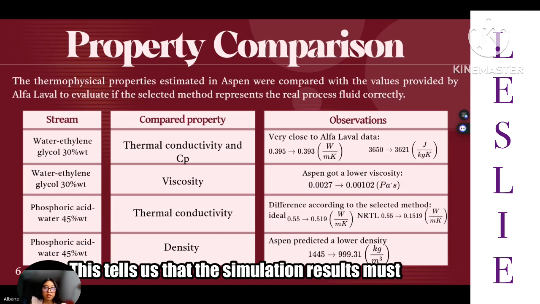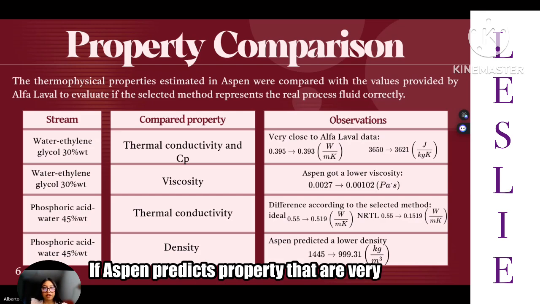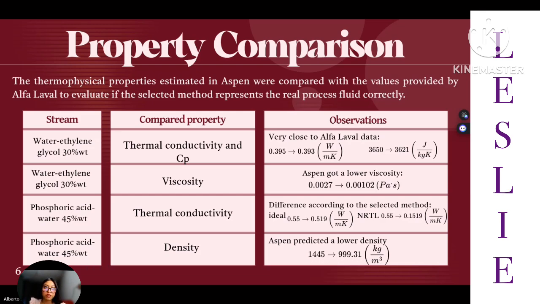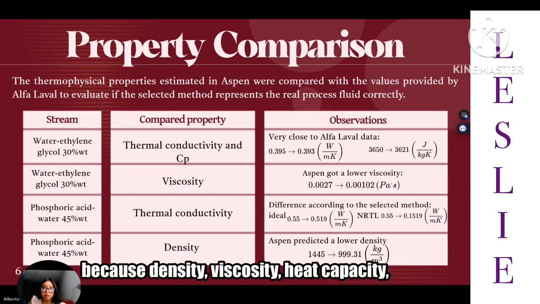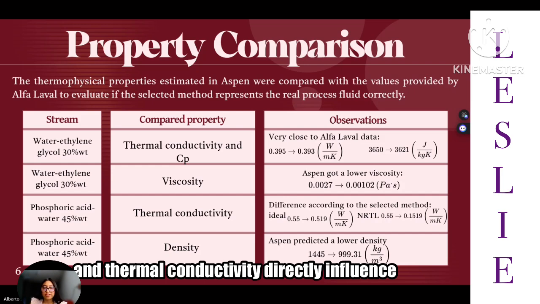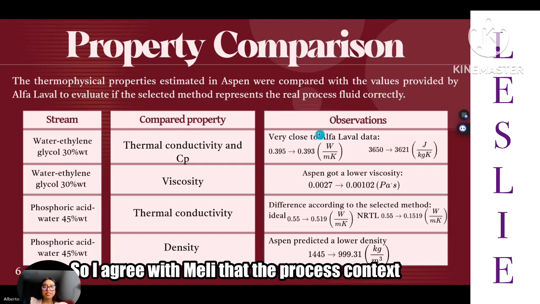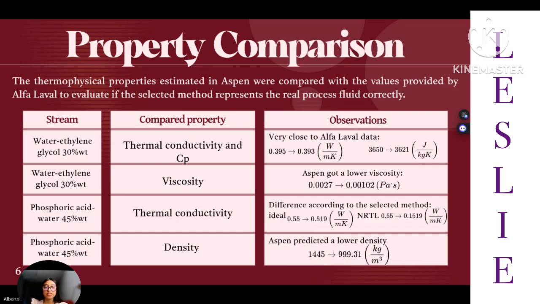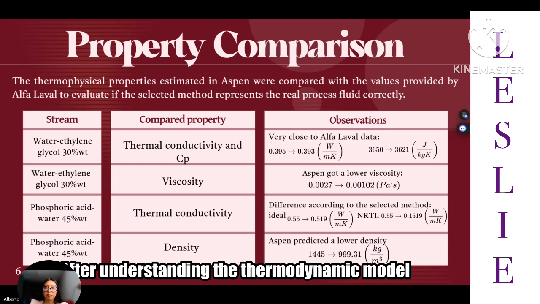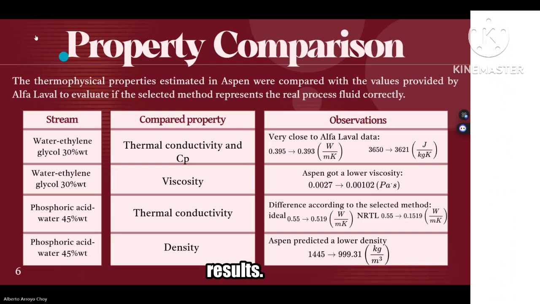These tell us that the simulation results must be analyzed critically. If Aspen predicts properties that are very different from Alfa Laval data, especially for the acid stream, then the design may be affected because density, viscosity, heat capacity, and thermal conductivity directly influence heat transfer and pressure drop. So I agree with Meli that the process context matters, but I would add that the reliability of the simulation depends strongly on the selected property method. After understanding the thermodynamic model and property behavior, Beto will explain the heater and cooler block results.